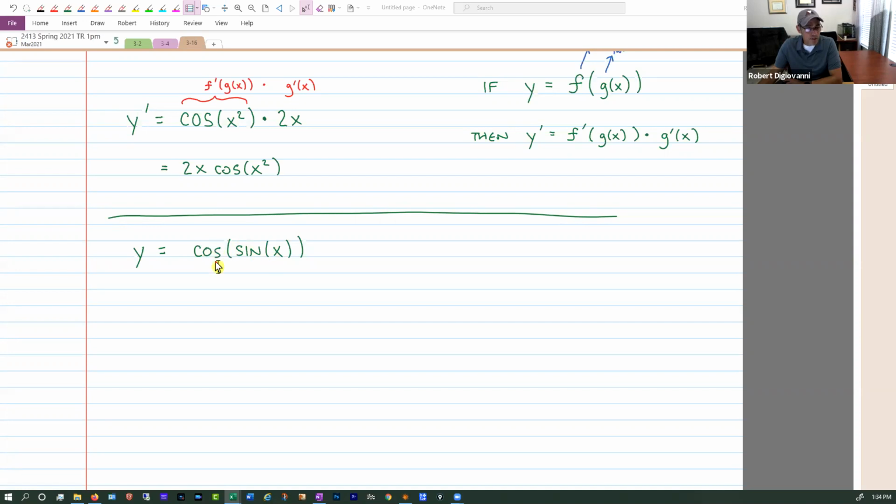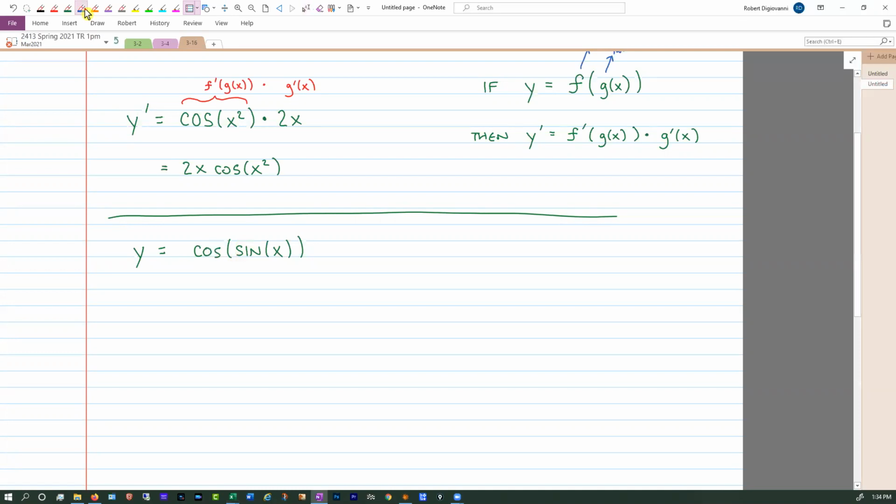And if you have composition, you must use the chain rule, which means you have to identify which of these functions is your inner function and which one is your outer. So you tell me which one's the outer one and which one's the inner one. Cosine is going to be the outer one and sine is going to be the inner one.